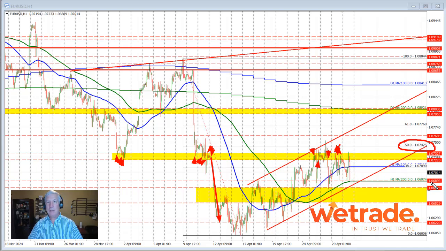So watching the 1.0687 is the key for the euro versus US dollar in trading today. Move below that level and it opens the door for further downside. By the way, we do have this trend line. We have this other swing area down here as targets for that currency pair.